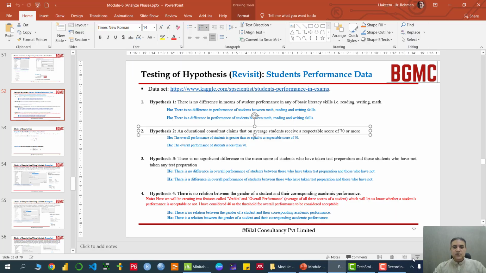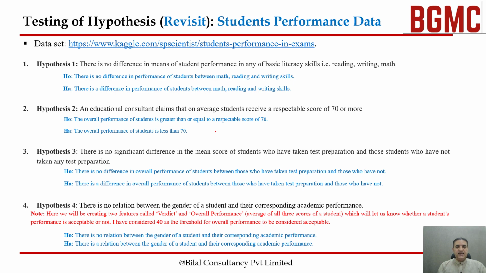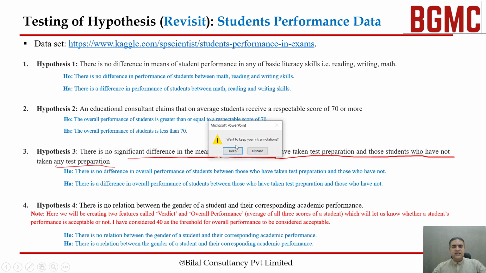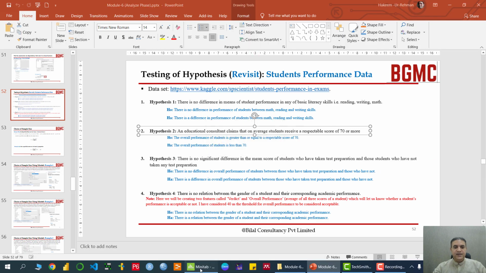In the third hypothesis, they are saying that there is no significant difference in the mean score of the students who have taken the test preparation and those who have not taken the test preparation. So let's see what kind of variable it is.